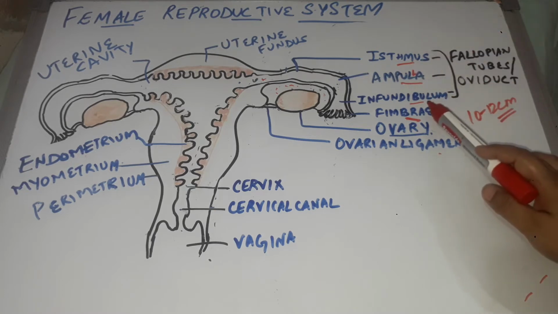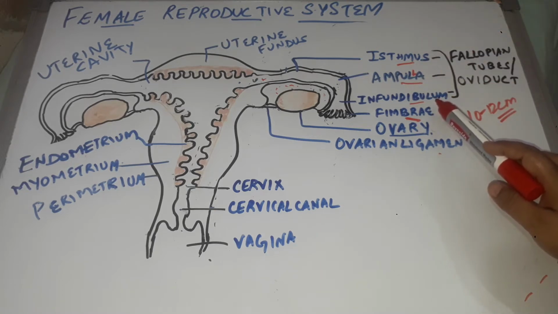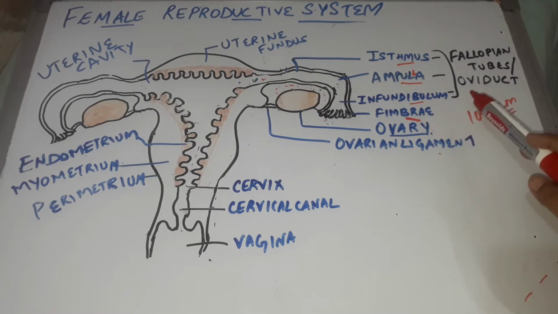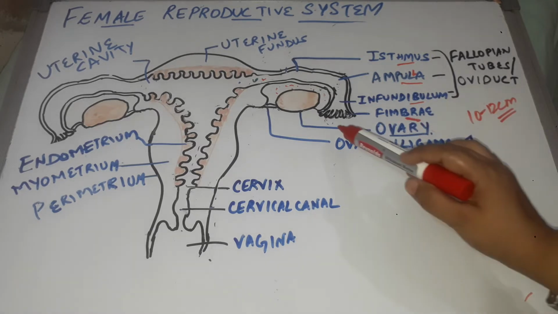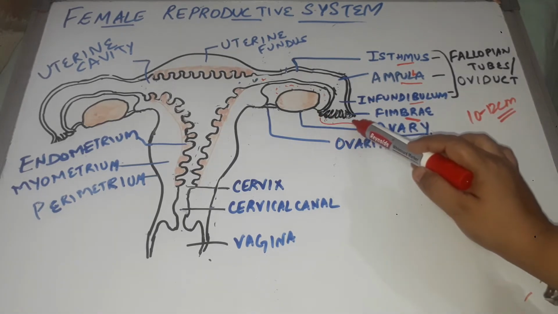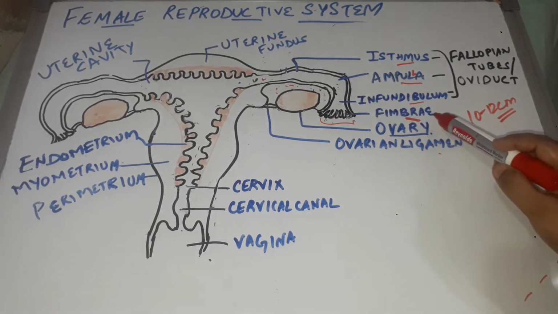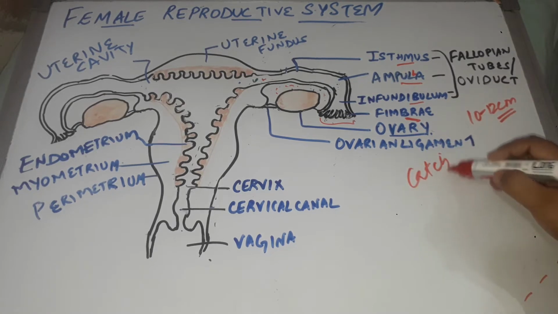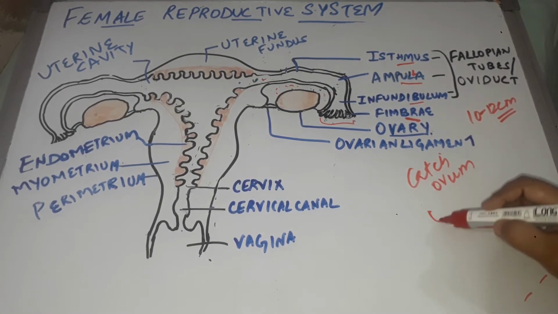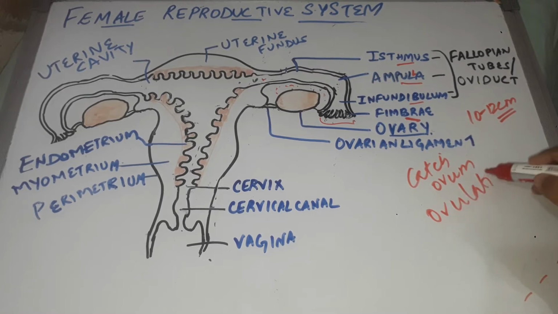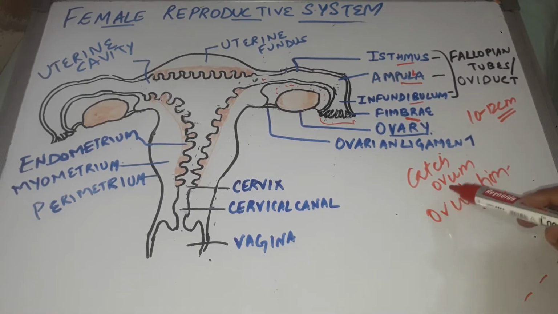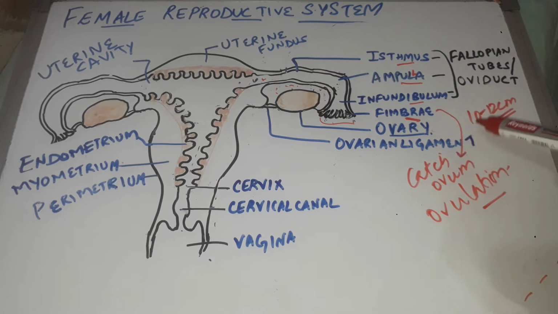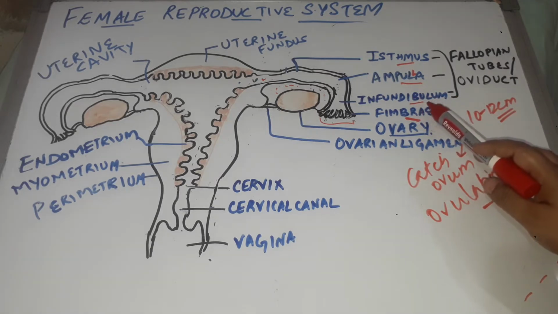So the infundibulum is the first part. It is a trumpet-shaped or funnel-shaped structure. At one of its ends it bears tiny finger-like projections, which are called fimbriae. So these fimbriae will catch the ovum, which is released after ovulation from the ovary. Ovulation is the release of ovum from the ovary. After it is released, the fimbriae will catch this ovum and pass it on to the infundibulum.